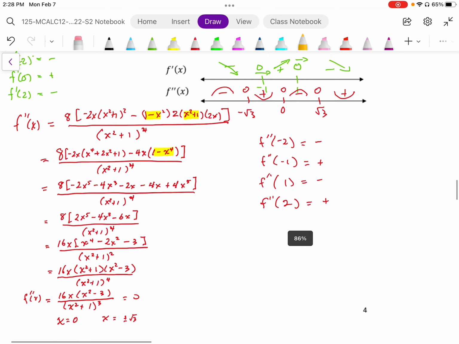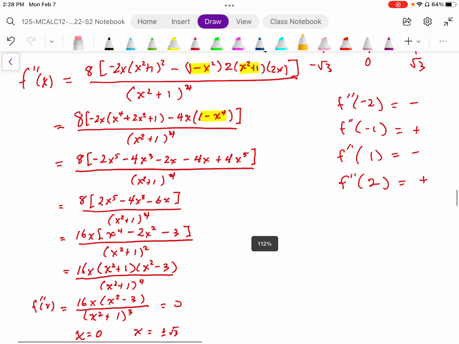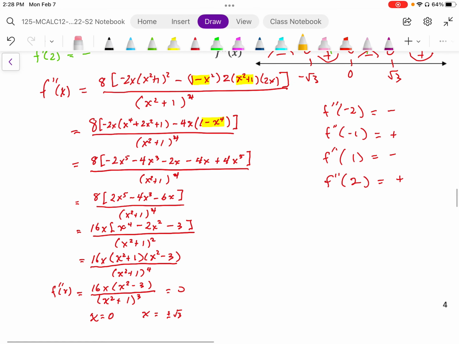I've got lots of different things going on here. That second derivative is really, really messy. Okay, there's lots going on in here, so take your time and make sure you write steps down so that you don't lose track of anything and get inconsistent results.